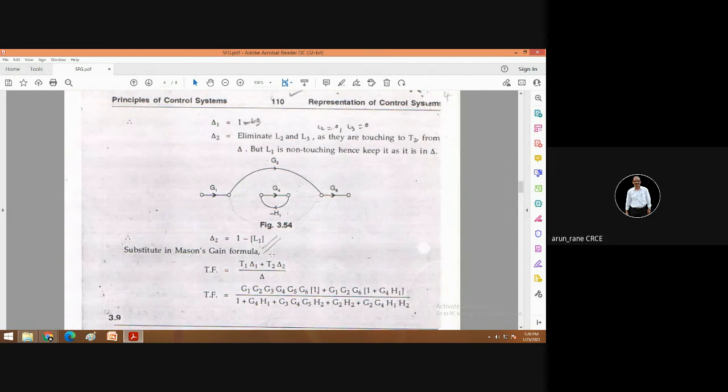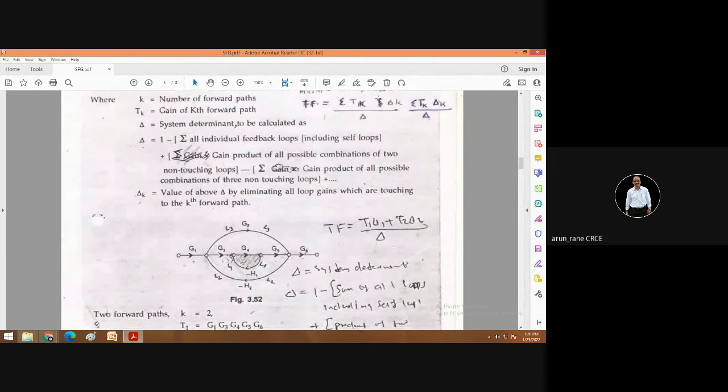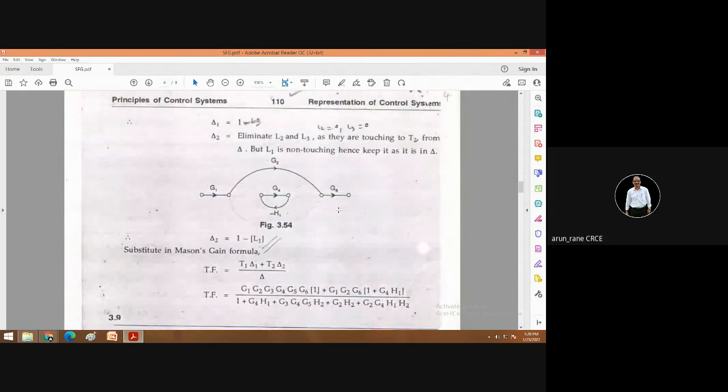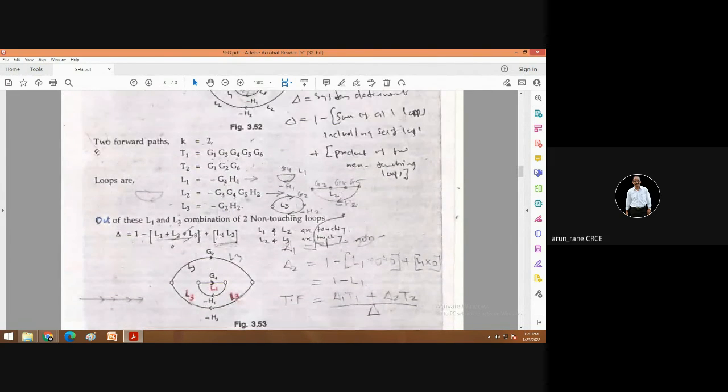So now substitute in Mason's gain formula. Mason's gain formula is nothing but this: summation of Tk delta k upon delta. So it will be T1 delta 1 plus T2 delta 2 upon delta. Okay. Now let us find out delta. So delta is this, and the numerator will be T1 delta 1 plus T2 delta 2.